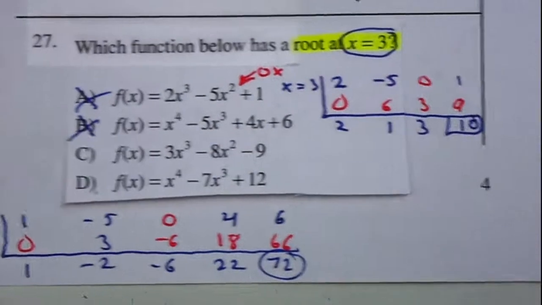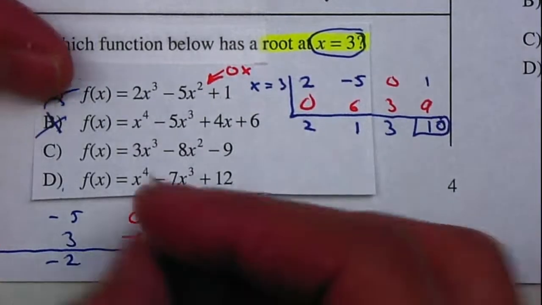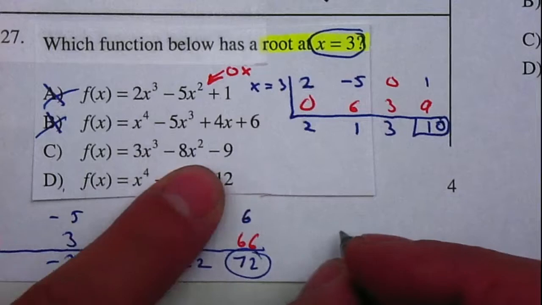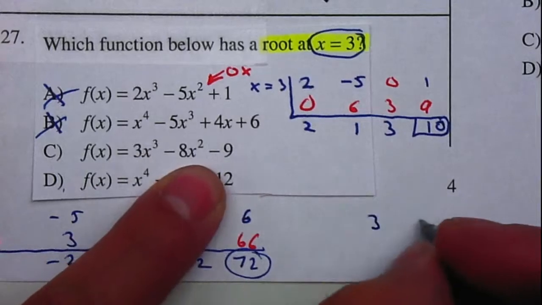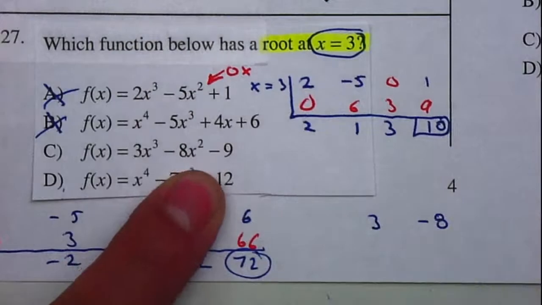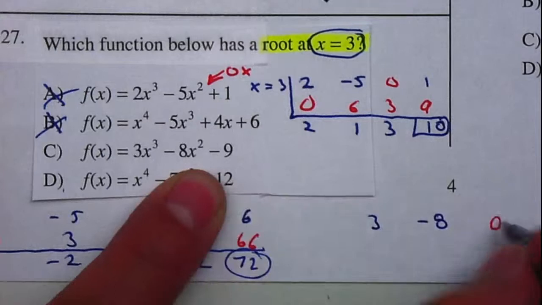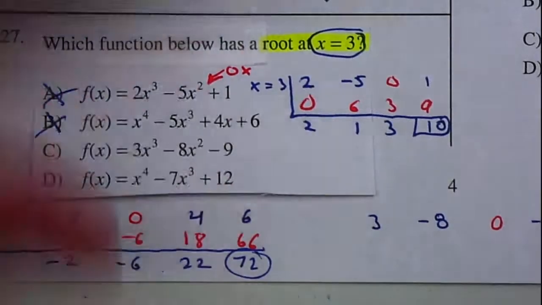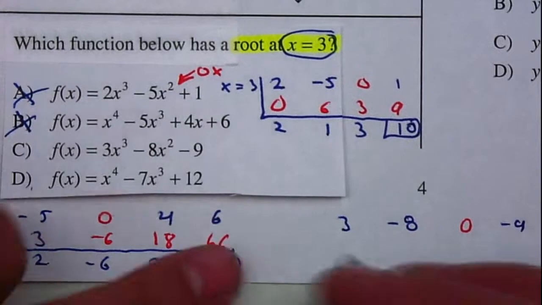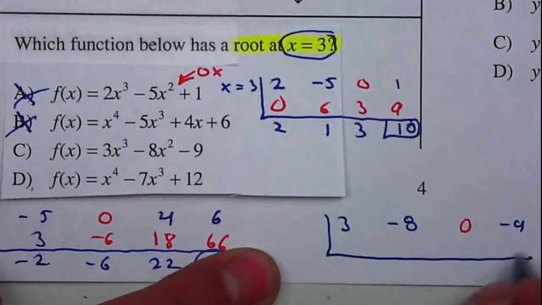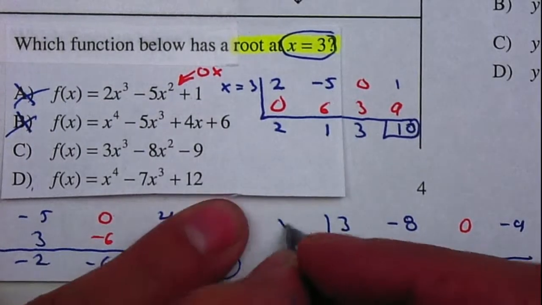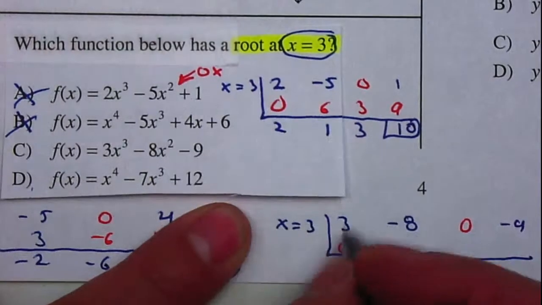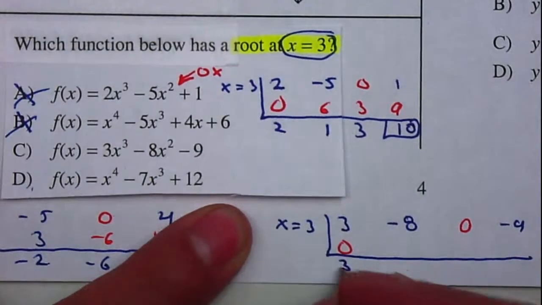So let's try letter C now. Am I missing any exponents? I'm missing an x to the first power, so I'm going to fill in the space in there. So I have a 3, a -8, a 0, and a -9. And I'll place my synthetic division, and I want to find out if x equal to 3 is a root. I'm going to start with a 0, and we add.